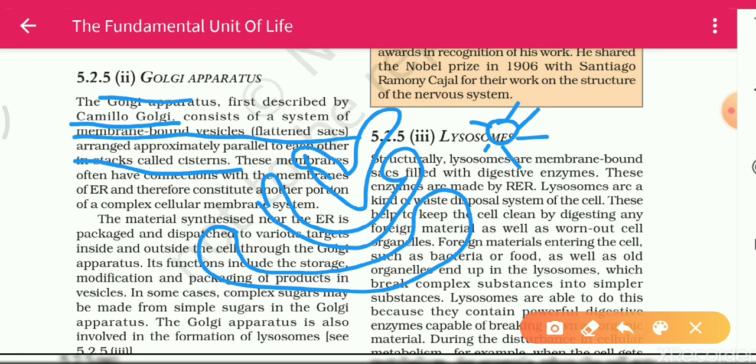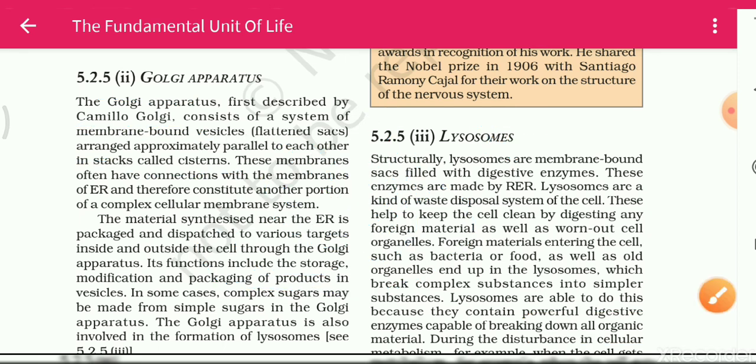Now see here, these membranes often have connection with the membranes of the ER, and therefore constitute another portion of a complex cellular membrane system. This Golgi apparatus is connected with the ER, that is, the endoplasmic reticulum. Now let's proceed to another paragraph here.